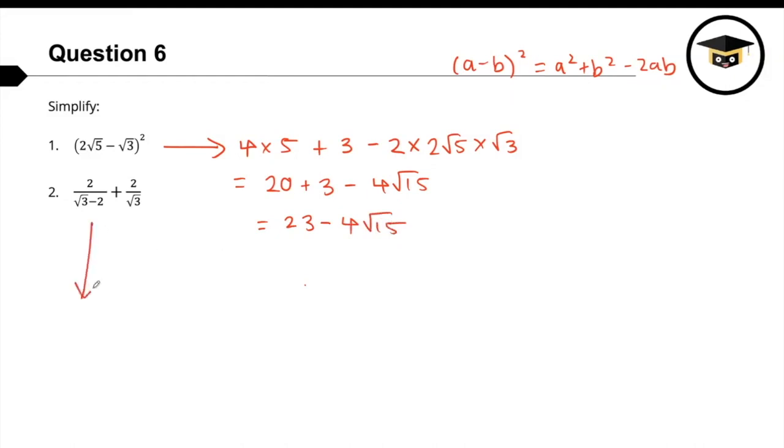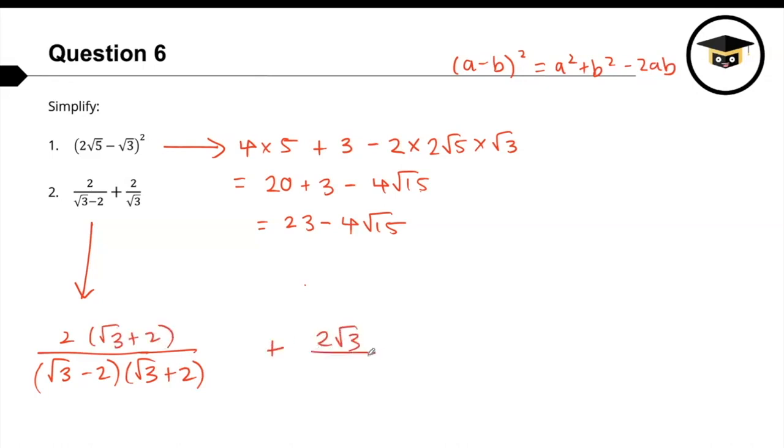Moving on to question 2, this one's a bit more tricky. So there's multiple ways of doing this, but for this specific one, I think the best way is to just rationalize all the denominators and then work with what we've got after that. So with this first one, we know that 2 over root 3 minus 2, we can simplify that and get that into rational territory by multiplying by root 3 plus 2 to the top and bottom. And then with this second one, well, we can just multiply that by root 3 to the top and bottom. So the bottom just now becomes 3.